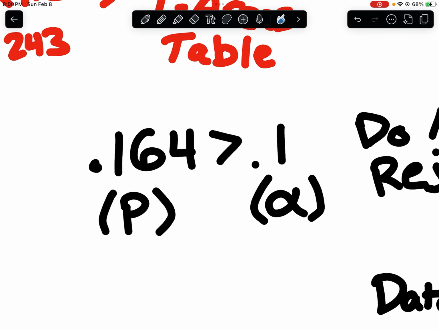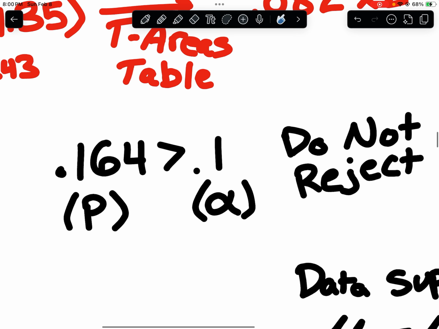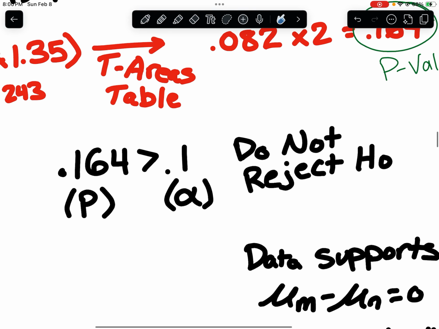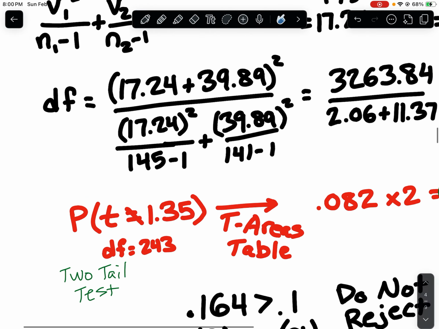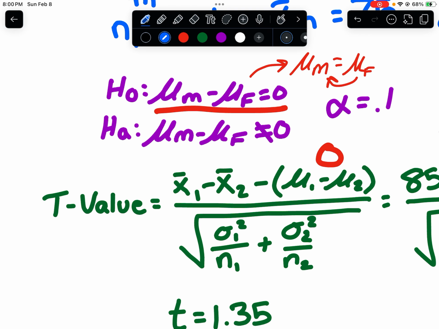So what we're going to do here is take that 0.164, or 0.162 if you went with the infinity one, and say that is greater than 0.1, which is our alpha. And because of that, we do not reject the null hypothesis. So because we do not reject the null hypothesis, if I go back up here to our hypotheses, we are not rejecting this one. So we're accepting that one. We're saying this other one is not so good.